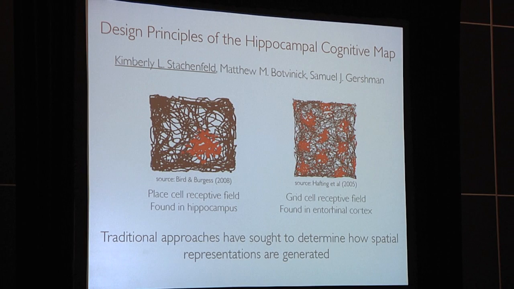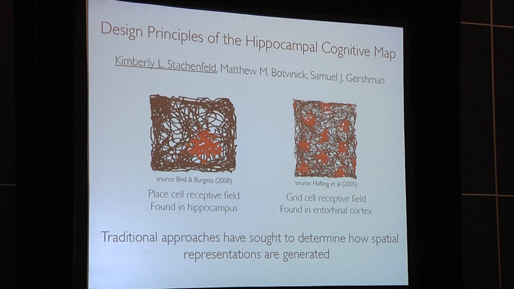Traditional approaches have sought to determine the underlying mechanism that gives rise to place cells and grid cells, while a relatively neglected approach has been the upstream role of these representations. As such, we approach the subject from the perspective of how these spatial representations are useful in the context of the problems faced by animals.